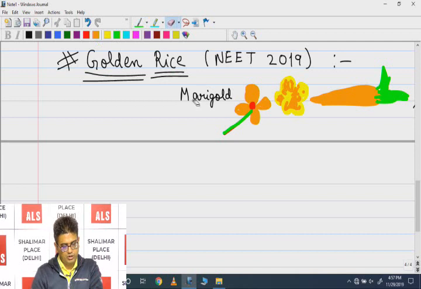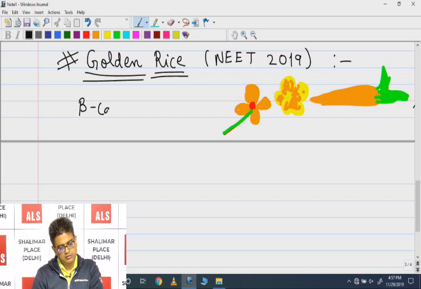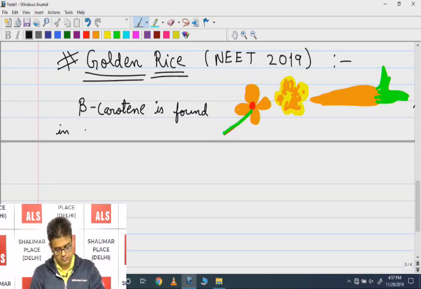Why I'm telling you all these things that I have depicted here, all these things that I have drawn here, they have beta carotene. Beta carotene is found in many flowers, carrots, etc.